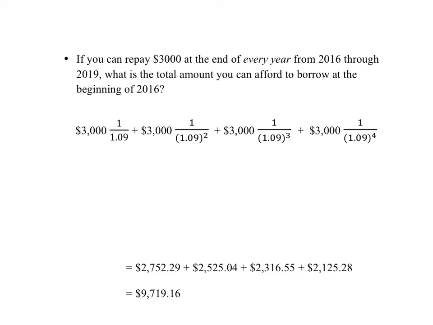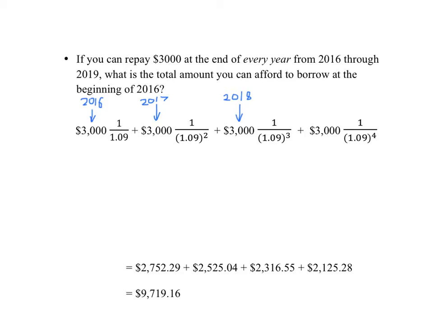If you can repay $3,000 at the end of every year from 2016 through 2019, what is the total amount you can afford to borrow at the beginning of 2016? We have already solved this problem for 2016 through 2018, that is to say, making payments in 2016, 2017, and 2018, and seeing how much we can borrow based on each of those three future repayments.